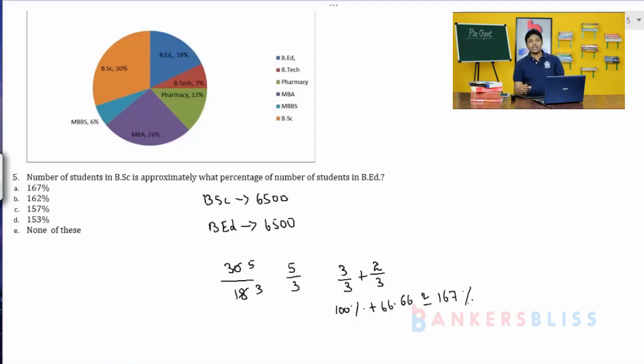See how easy it is to calculate. 5/3 means more than 100%. For 100%, the numerator value should be equal to the denominator value. The denominator is 3, so the numerator should be 3. 100% means 3/3. The extra remaining is 2, so the extra is 2/3, which is 66.66%. Approximately equal to 167%. In the question also they have asked us to calculate the approximate value. Approximate value is 167%. So option A is the right answer.